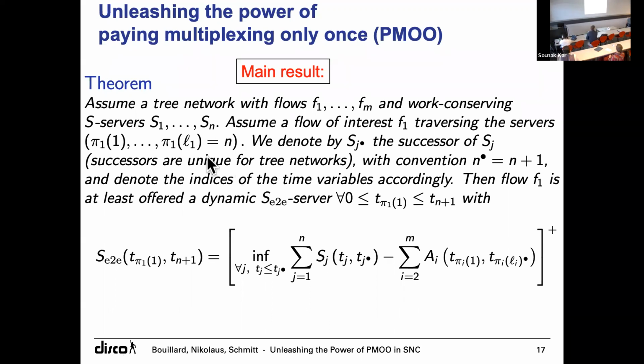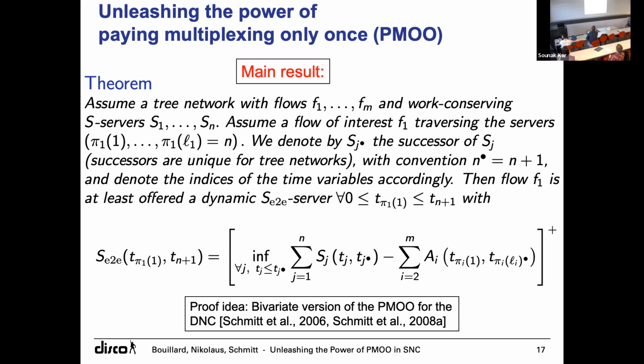It is the dynamic end-to-end service offered to this server, which can be described by this expression here. And just to give a glimpse of the proof idea, it can basically be interpreted as a bivariate generalization of the DNC result. And for more details, I would like to refer to the paper that has been published this year, as you mentioned.